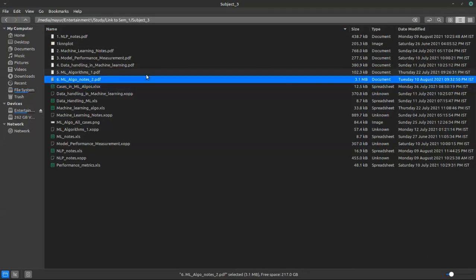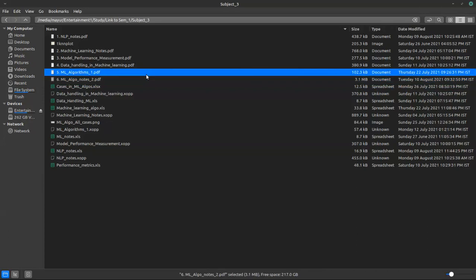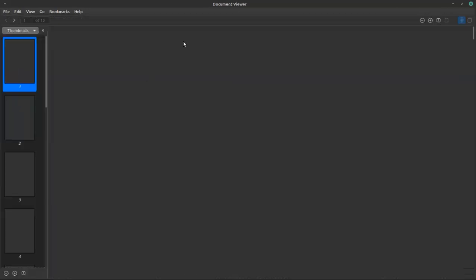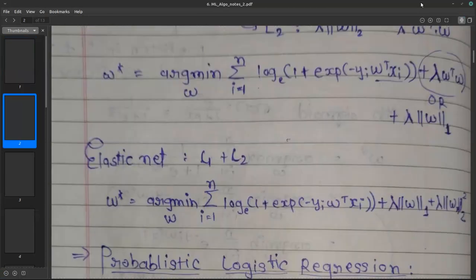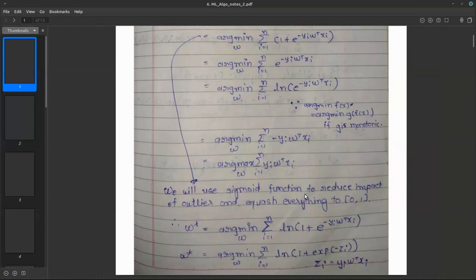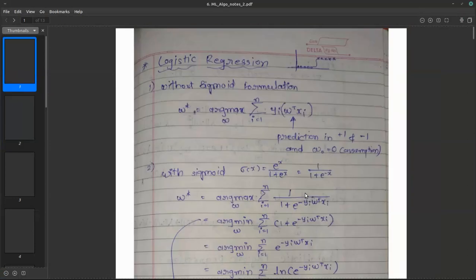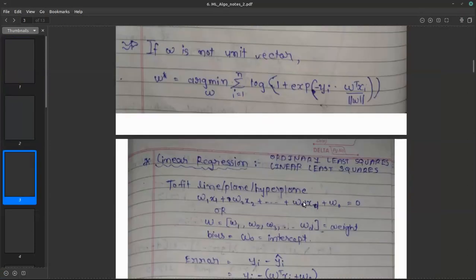So these are the notes that I did. I don't know if you like it or not due to my handwriting. Okay. So logistic regression we will take after linear regression, right?